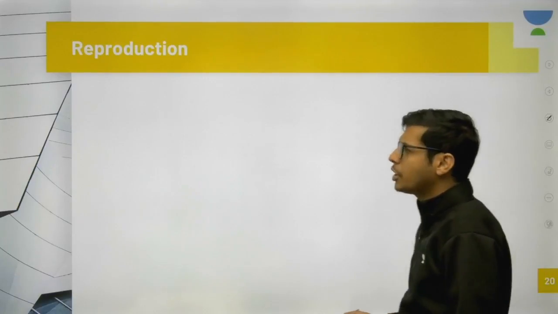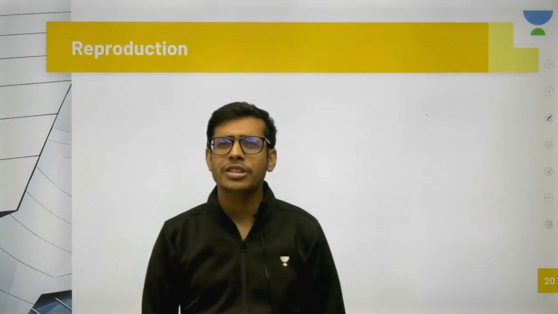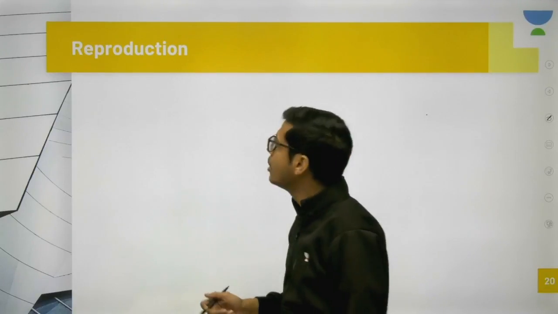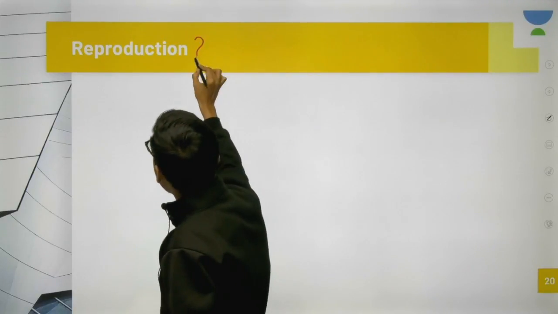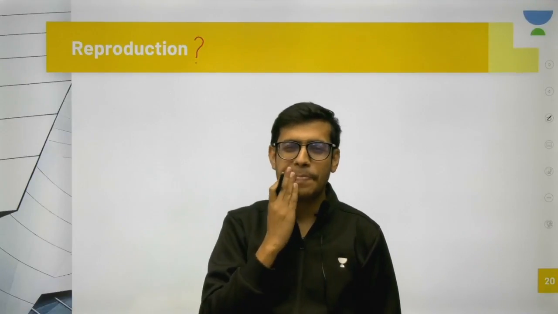Then comes reproduction. Now this sounds a bit odd. How is reproduction a part of homeostasis? Is it or not? This sounds a bit odd to everyone. Like people might say, sir has gone mad, how can reproduction be part of it, right? So is it or is it not? Answer me in the comment section. Is it or is it not?